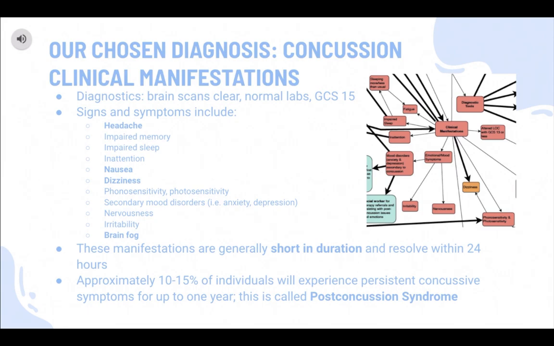The client additionally exhibited some clear markers of concussion, including having a headache, nausea, dizziness, and brain fog. Some other common clinical manifestations of concussion include impaired memory, impaired sleep, inattention, secondary mood disorders, photosensitivity, nervousness, and irritability. These manifestations typically last 24 hours and resolve by that time, but 10 to 15% of individuals will experience persistent symptoms for up to 1 year, and this is called post-concussion syndrome.